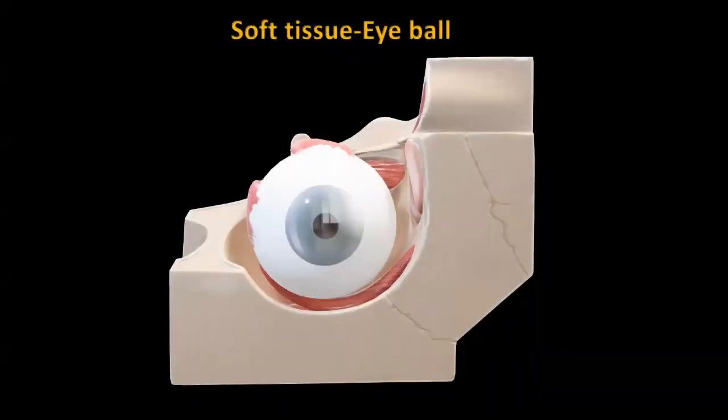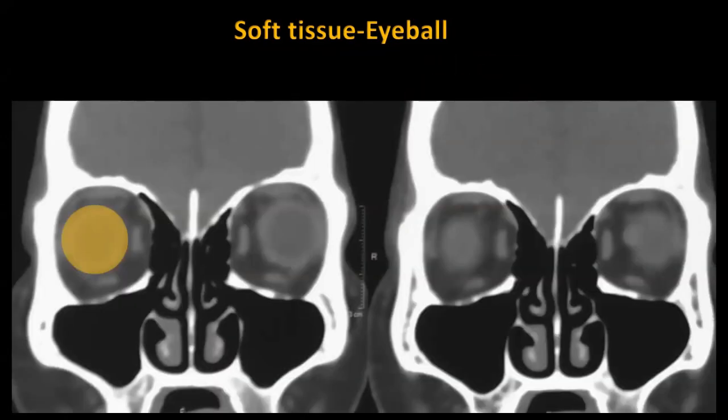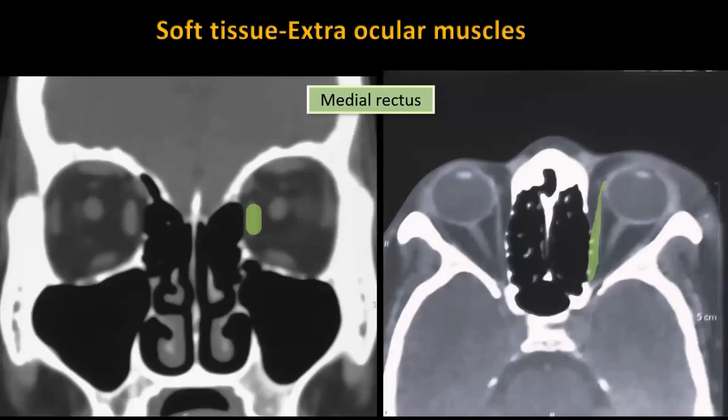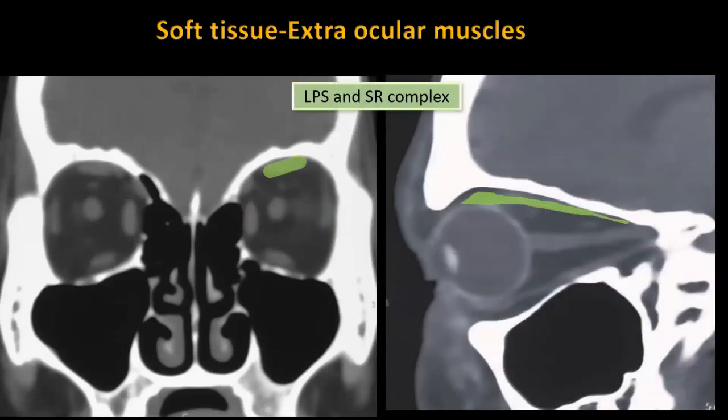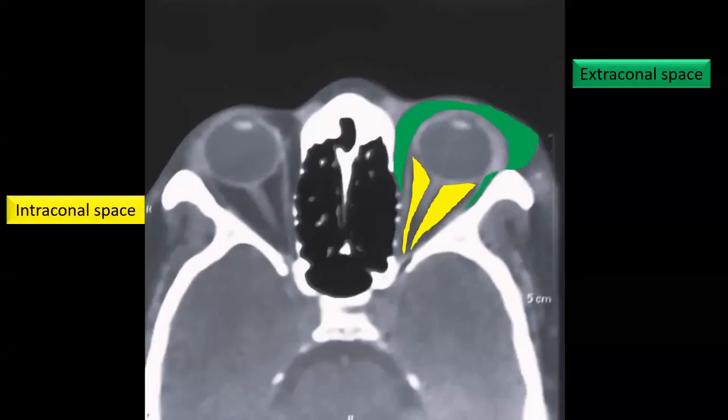Till now, we have seen the bony orbit and its important landmarks. Now let's discuss the soft tissue component of the eye consisting of the eyeball and extraocular muscles. This is the eyeball, the medial rectus, lateral rectus, levator palpebrae superioris and superior rectus complex, inferior rectus and superior oblique, and optic nerve. The two important orbital spaces are the extraconal space, which lies outside the muscles and the intermuscular septum, while the intraconal space lies within the muscles and the intermuscular septum.